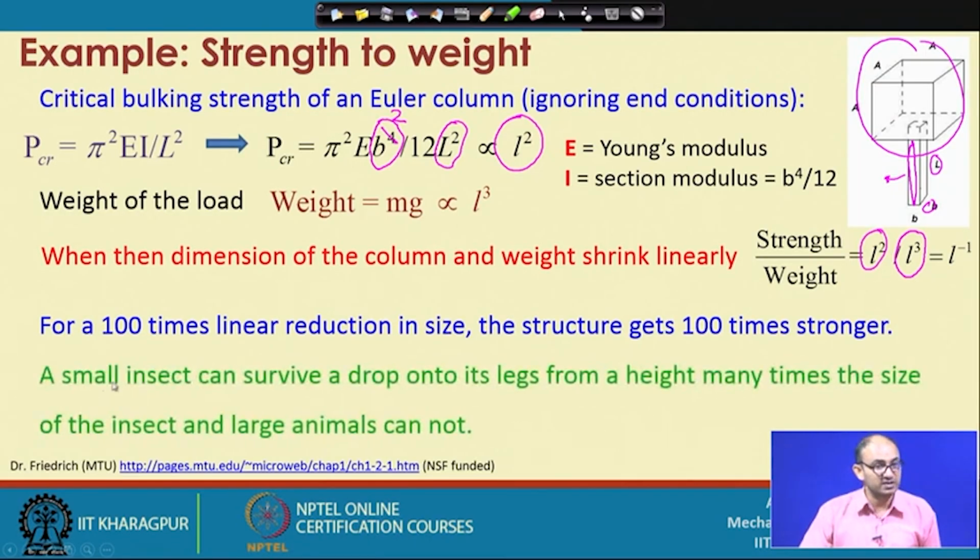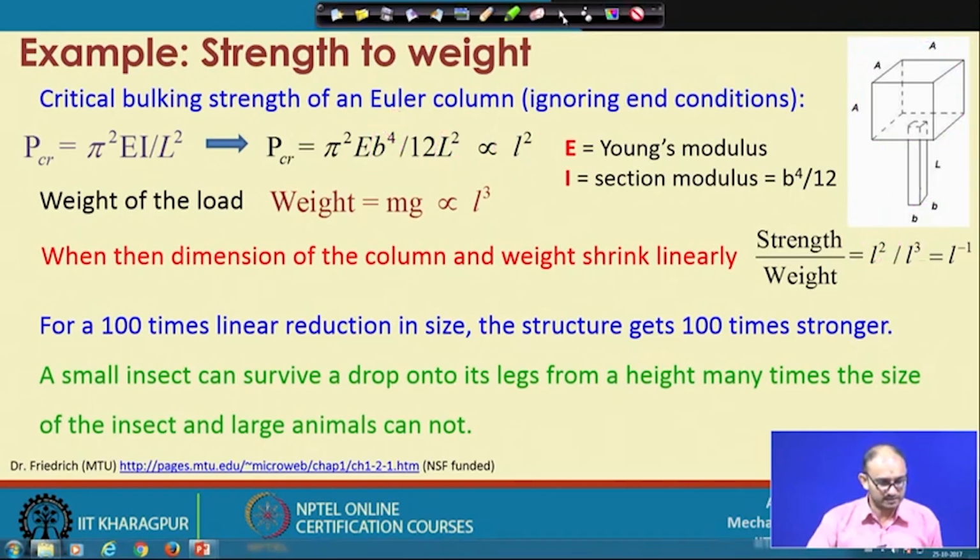An example we have seen is that a smaller insect can survive a drop onto its legs from many times its height. Even a lizard falling from a two or three floor building will still walk away very quickly, but a large animal cannot. If you do the same thing with an elephant, it will die at the bottom. These are examples from nature, but the same thing happens with man-made things, when you design a beam element with some weight on top of it. This scaling is important to understand how the strength to weight ratio will affect the design consideration.